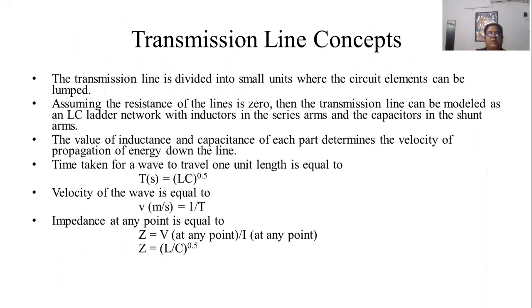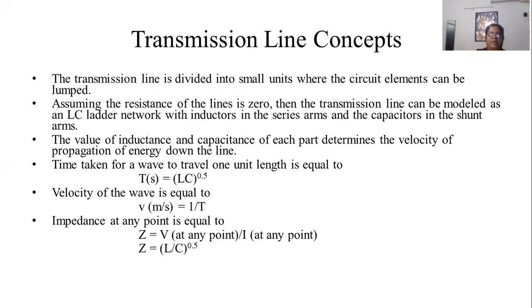Assuming the resistance of the line is 0, then the transmission line can be modeled as an LC ladder network with inductors in series arms and the capacitor in the shunt arms. The value of inductance and capacitance of each part determines the velocity of propagation of energy down the line, where the time taken for a wave to travel one unit line is equal to T = (LC)^0.5.